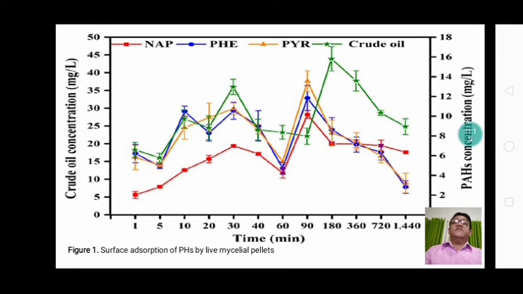The highest percentage of surface absorption totaled 43.8% at 180 minutes for crude oil, and 50.5%, 59%, and 67.2% at 90 minutes for naphthalene, phenanthrene, and pyrene respectively. This showed polycyclic aromatic hydrocarbons were more easily adsorbed by mycelial pellets than crude oil. Phenanthrene and pyrene were also adsorbed more easily by live mycelial pellets than naphthalene.